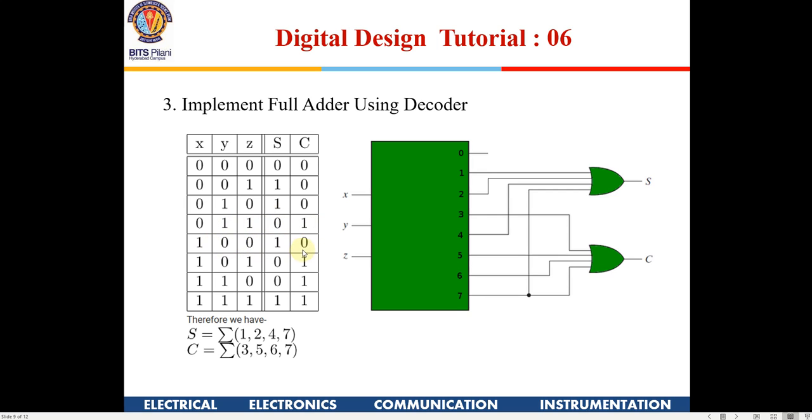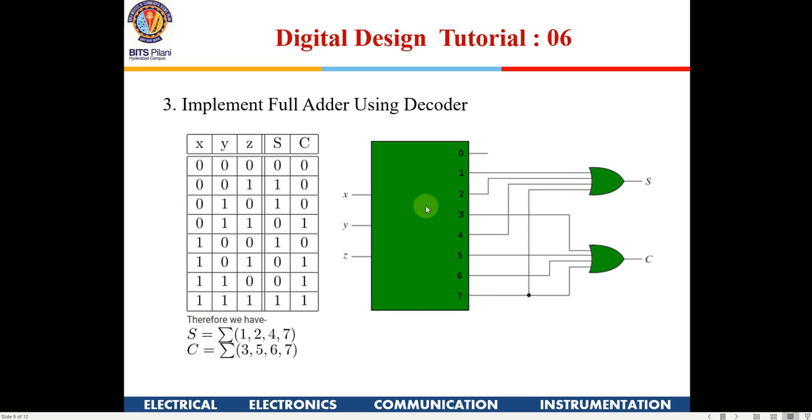So here there is only one 1. Here again there are 2 ones, so it is 0 and 1. 1 1 0, again 2 ones, so 0 1. In the last case you have 3 ones. So if you have 3 ones, it will be 1 here and a carry 1 here.